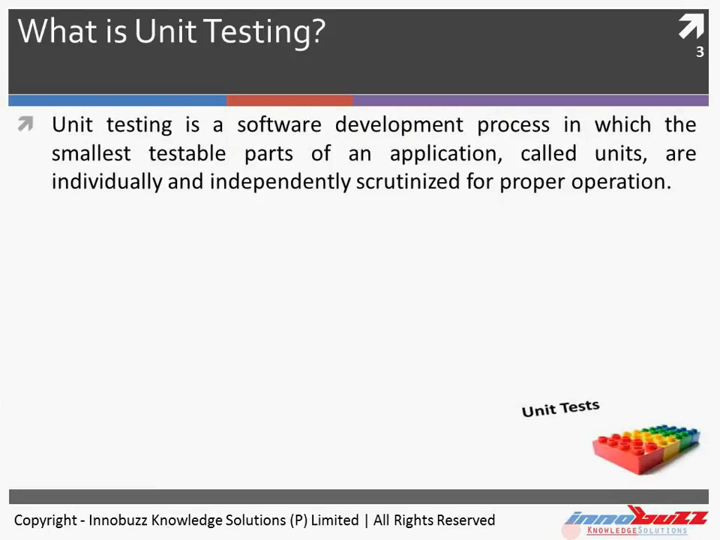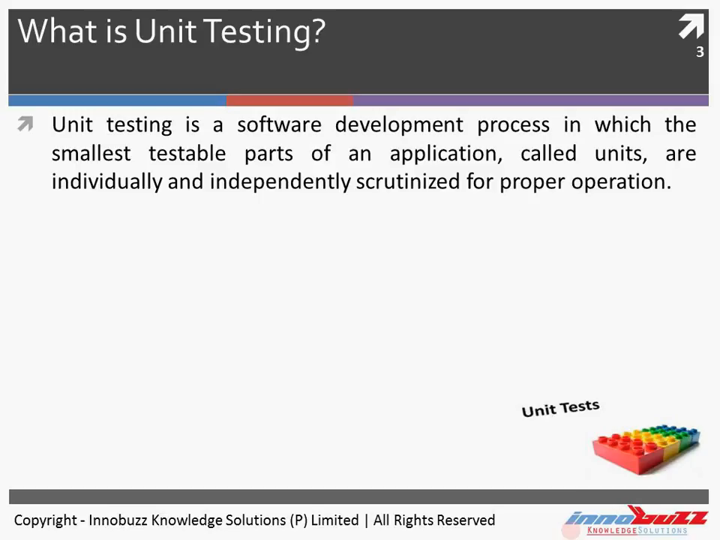It means that unit testing is a software development process in which we test the smallest testable parts of an application. The testable parts are nothing but the business logic, what the programmer codes in his or her program. So all the smallest programs are individually and independently tested by every programmer, scrutinized for proper operation. It means that each and every small program will be examined or inspected closely and thoroughly for proper operation.